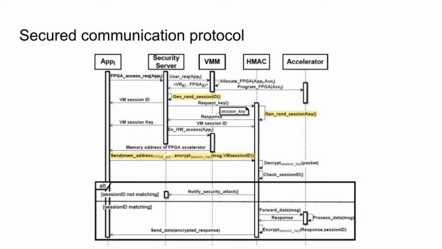The application will send packets, including the space of access, the encrypted message, and the encrypted session ID. All traffic will go through HMAC first to determine its authenticity. If the HMAC detects that the decrypted session ID matches the session ID of the FPGA space, then the command is successfully executed. However, if there is a mismatch, HMAC will acknowledge a potential security breach, and the cloud provider can decide the mitigation procedure.